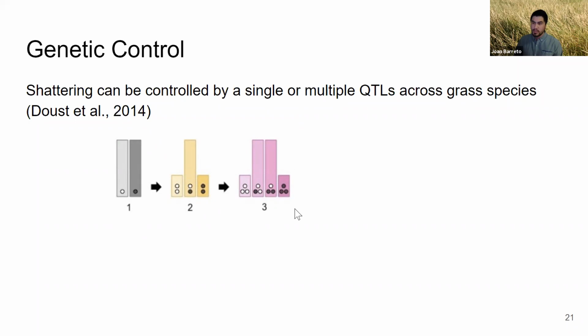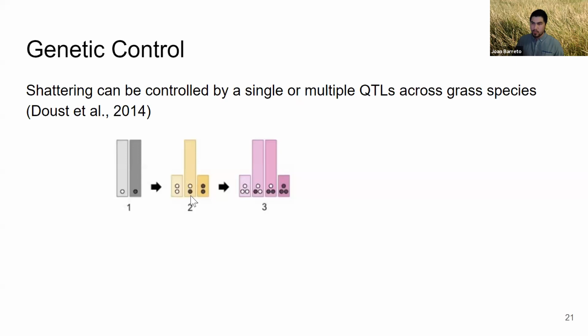If there's just one gene controlling the trait, an individual can have the version of the gene, or the allele, that confers shattering resistance. So this one doesn't shatter and this one shatters. If there are two genes, then an individual can have both versions of the two genes that give resistance to shattering. Then there is a contrasting one, and there is something in between.